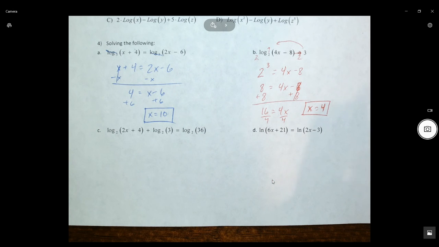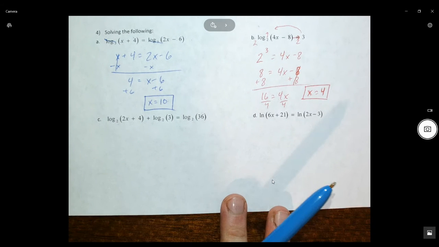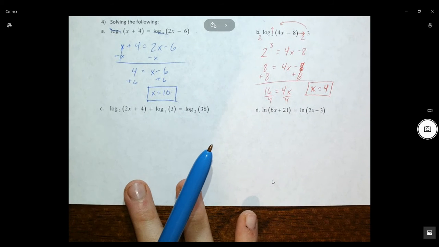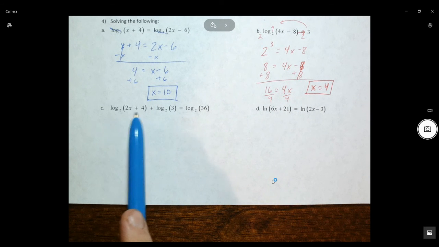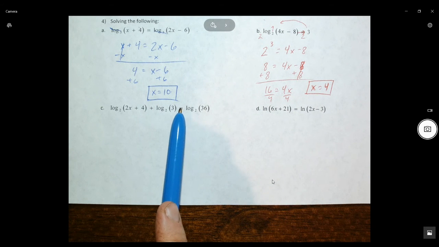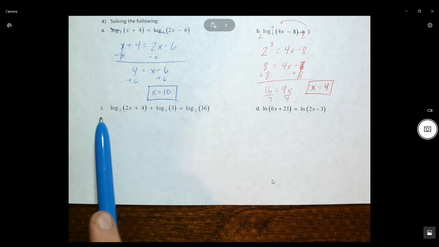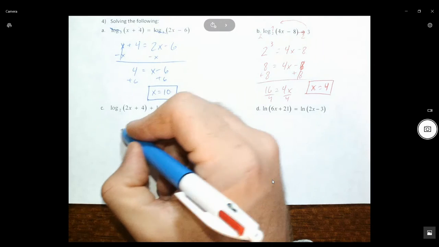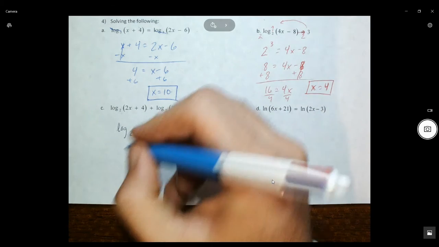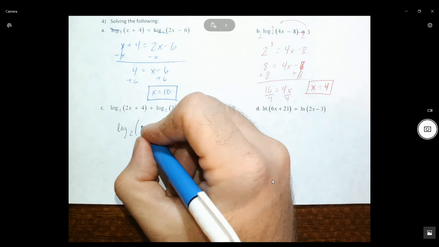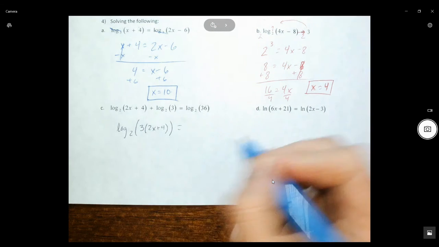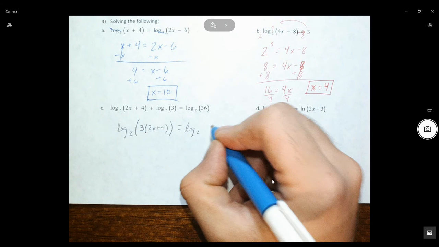All right, letter C. So notice the difference in C and A. We have multiple logs. In A, they're the same log, one on each side. In C, you have all the same log, but there are 2 that are being added together on the left side of the equal sign. This is where we have to follow our condensing rules, which means we take things that are being added and we write them as one log of base 2, in this case being multiplied. Remember, addition means multiplication. So 3 times 2x plus 4. Right side goes unchanged, log base 2 of 36.